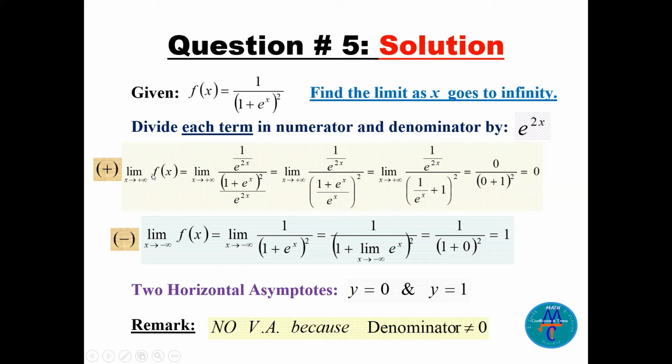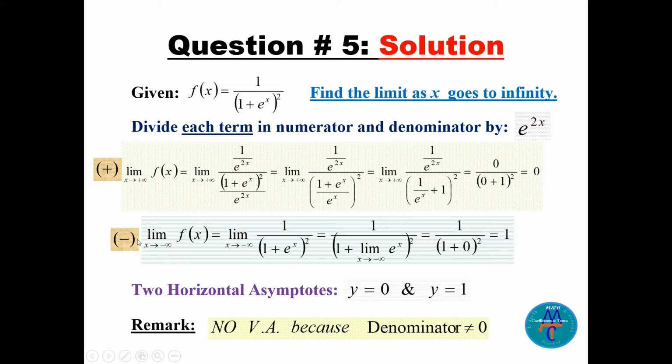So now I can replace x by plus infinity. e to the power infinity will be infinity. 1 over infinity is 0. And also, 1 over infinity inside here will be 0, plus 1, 1. So this will be 1. See, 0 plus 1, 1 squared is 1. 0 over 1, 0. So the first horizontal asymptote will be y equals 0. That is the limit here.